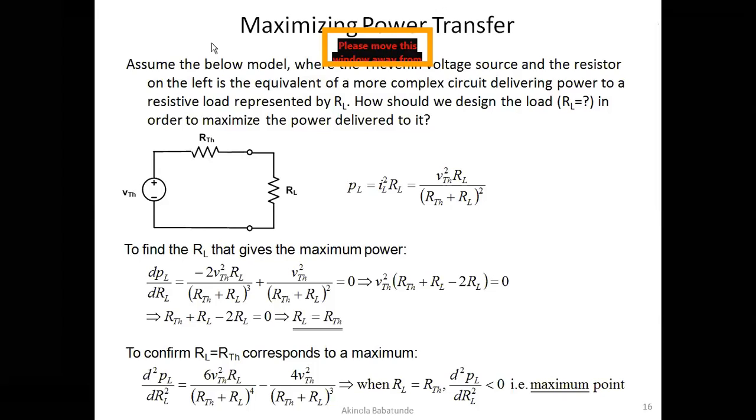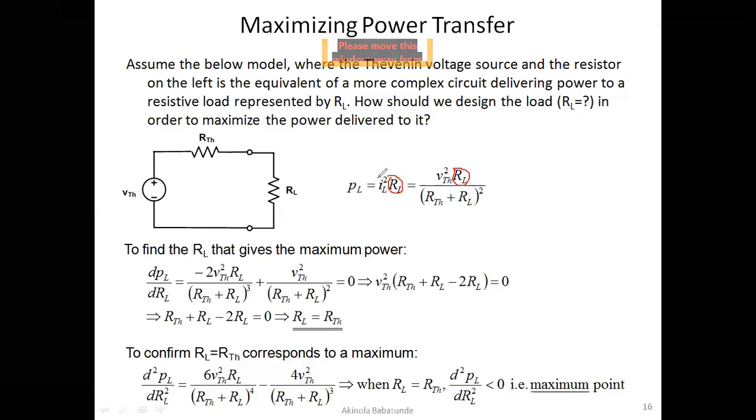We know that our P is equal to I squared R. So PL, or power delivered to the load, will be equal to current passing through the load squared multiplied by the load resistance. This will be equal to V Thevenin squared divided by R Thevenin plus RL, all squared, multiplied by RL. The RL you see here is the same RL we have here.